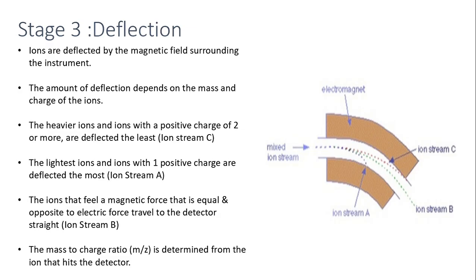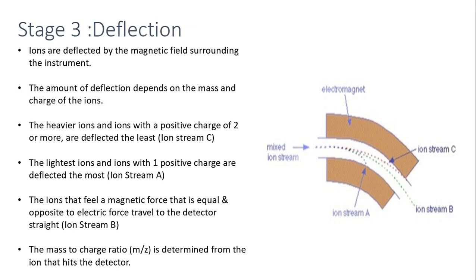The heavier ions and ions with a positive charge of 2 or more are deflected the least, ion stream C given in the image, and the lightest ions and ions with 1 positive charge are deflected the most, ion stream A. And the ions that feel a magnetic force that is equal and opposite to the electric force travel to the detector straight, ion stream B.